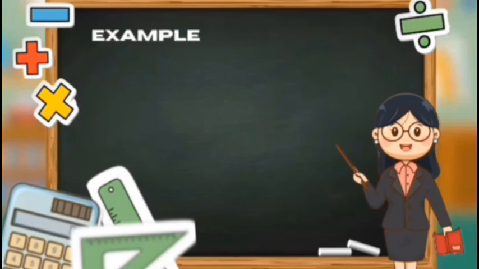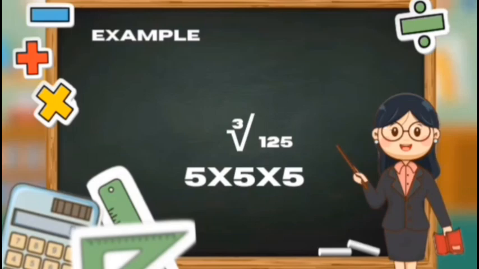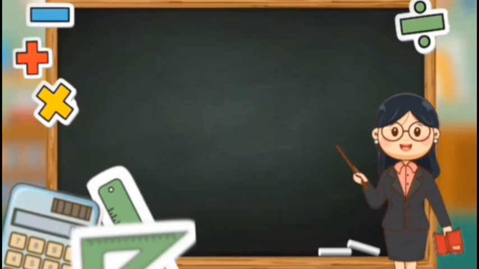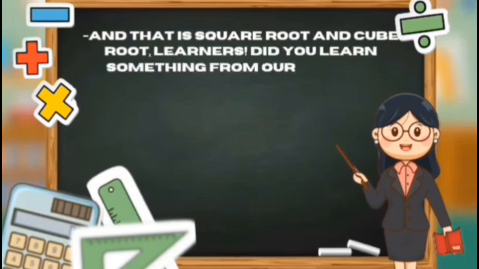For example, the given number is 125. Then, we're going to multiply a number 3 times by itself to get the answer. So, if we multiply 5 three times by itself, then we're going to get the answer 125. Then, the root is 5 because it's the number you multiplied 3 times by itself to get the answer. And that is square root and cube root.